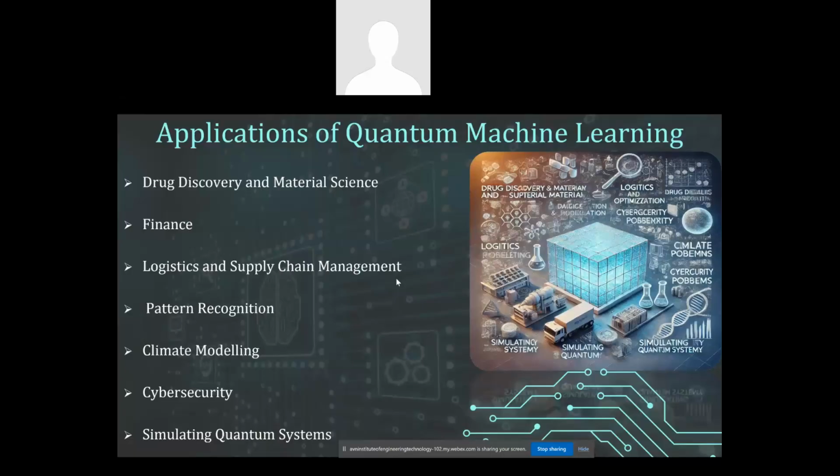And then cyber security. Even quantum machine learning, after QML is coming, cyber security also plays a key role, right? We can break passwords very easily, very quickly, because of quantum machine learning advantages, but we need to have a different mechanism to keep cybersecurity alive, right? And then we have simulating quantum systems. So these are all the different applications where we can use quantum machine learning. We'll see each and everything in detail in the later slides.